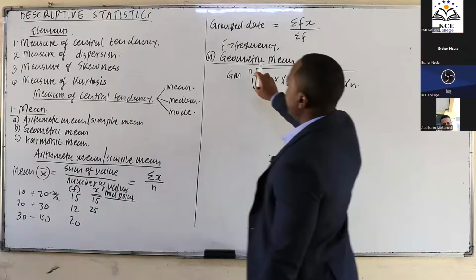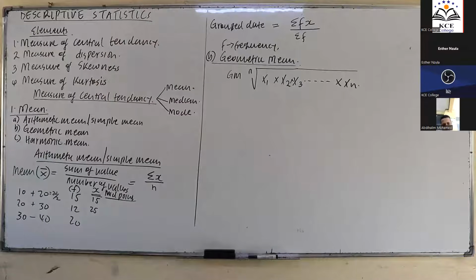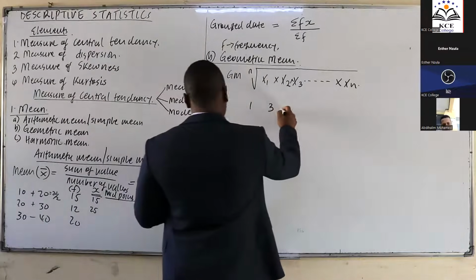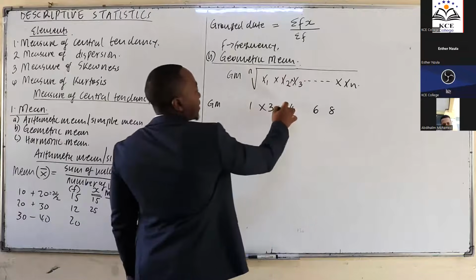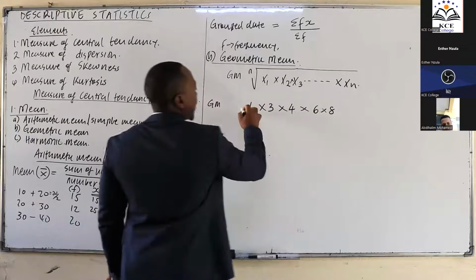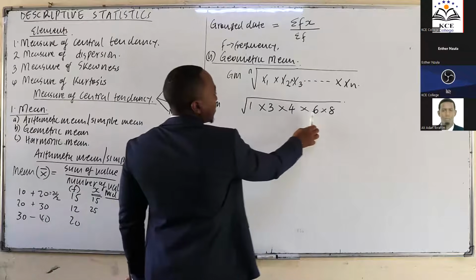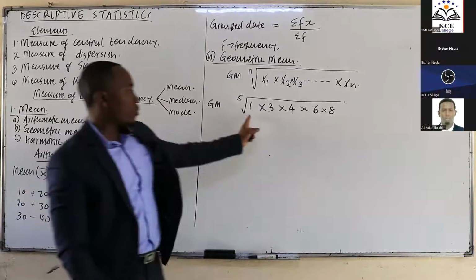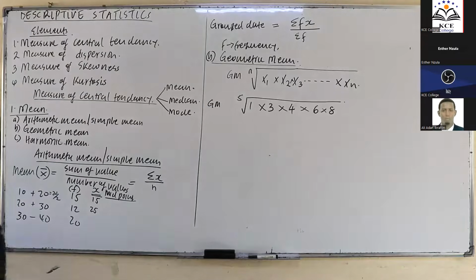Now the question is, how do we get the nth root? I've given an example there. You are told to compute the geometric mean for 1, 3, 4, 6, 8. How do we get it? You just multiply them, and then you get the nth root. How many values do we have? 1, 2, 3, 4, 5. So you compute the fifth root. So how do we get the fifth root? First of all, multiply all this: 1 times 3 times 4 times 6 times 8.